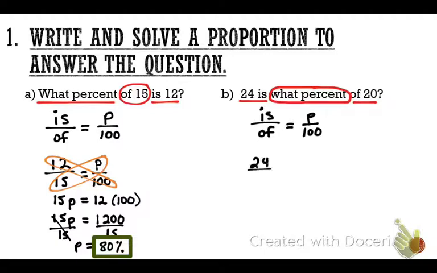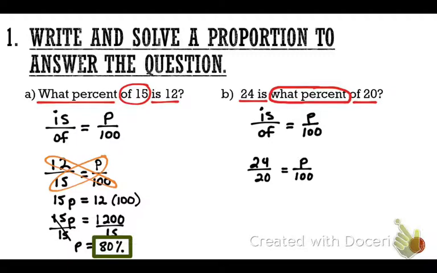Einar, what's my is? 24. Ava, what's my of? 20. Noah, what's my P? No, we don't know. And we don't know it, so we're just going to keep it as a P over 100. Now this looks like one that I could easily find the missing link, so I could use mental math.